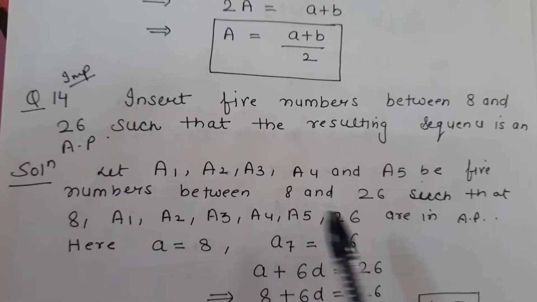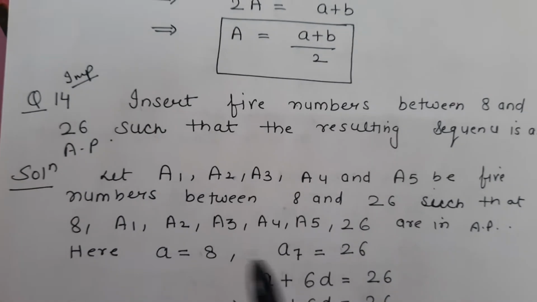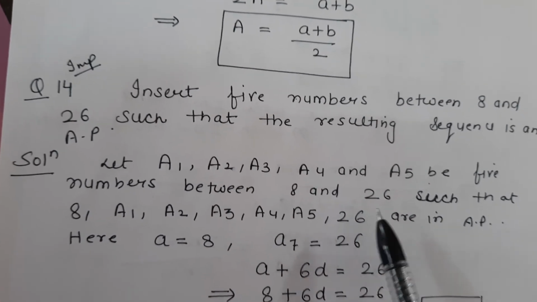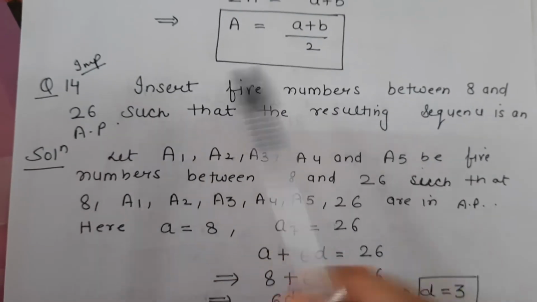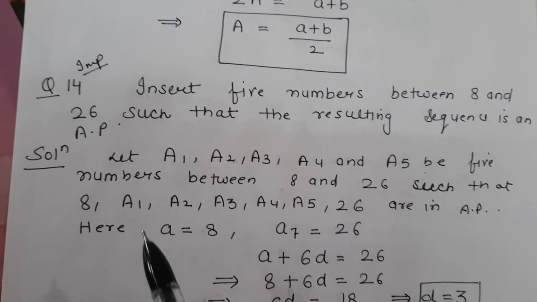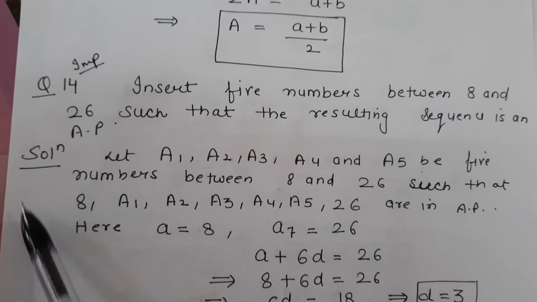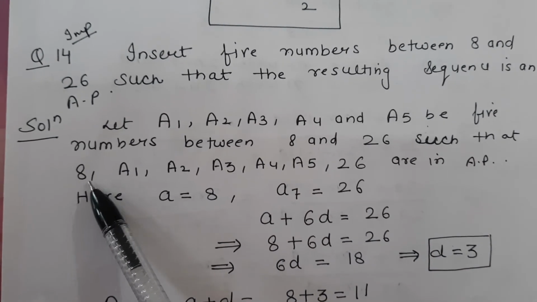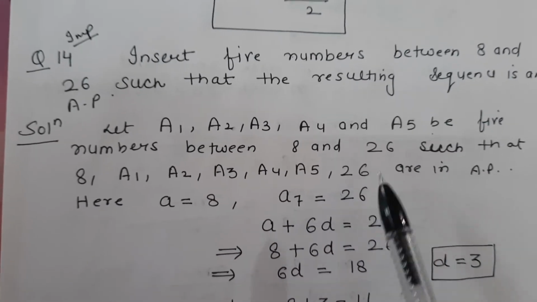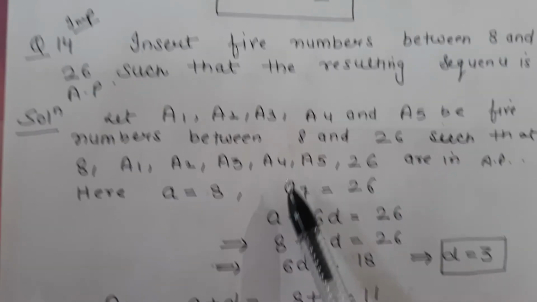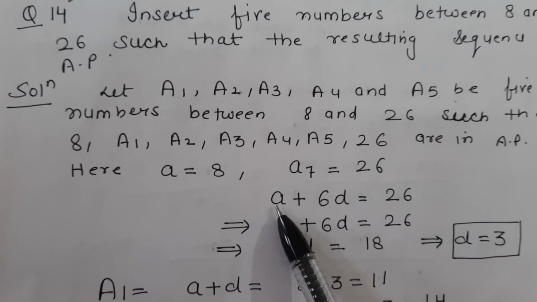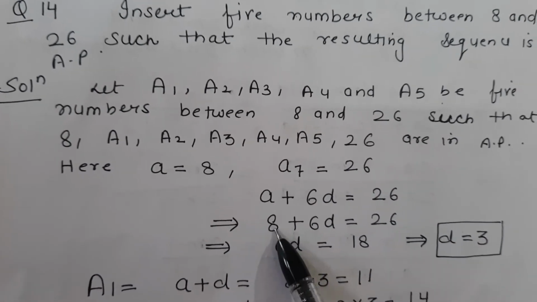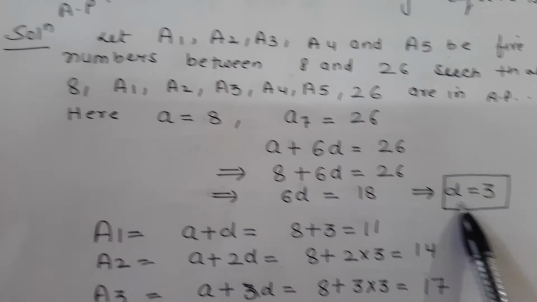Just look here. Now you are going to have the 7 terms in sequence whose first term a is 8 and the 7th term is 26. You have already two numbers 8 and 26 and you have inserted 5 numbers. That means now you are going to have total 7 terms of your AP sequence, with first term a is 8 and the 7th term is 26. Apply the formula of 7th term. This is a plus 6d is 26. So put the value of a as 8, so 6d on solving, d is 3.